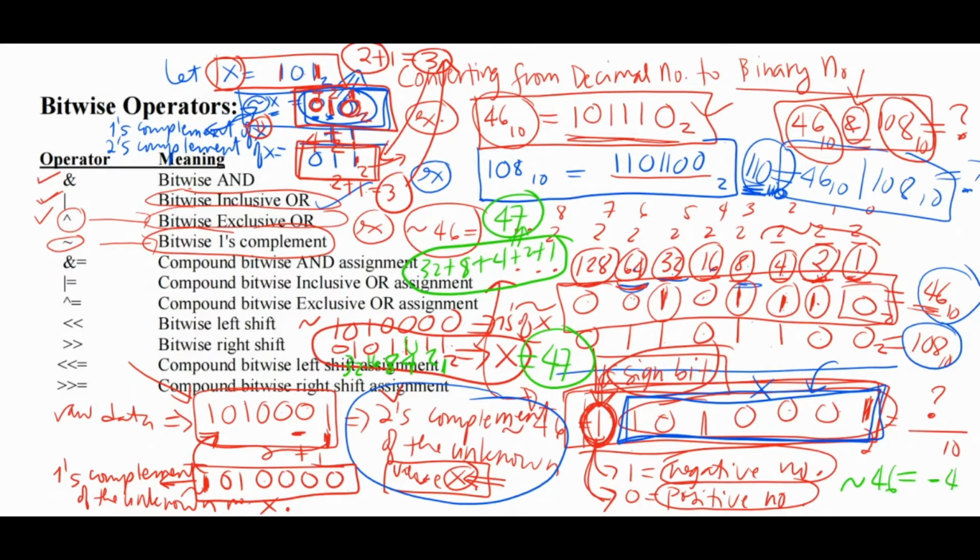negative 47. Okay, why do we have this negative here? Because remember, from the original value we got here, the sign bit, which is the leftmost bit in the binary number, is 1. And as we have discussed earlier, 1 means a negative number. So that is why this is negative 47.